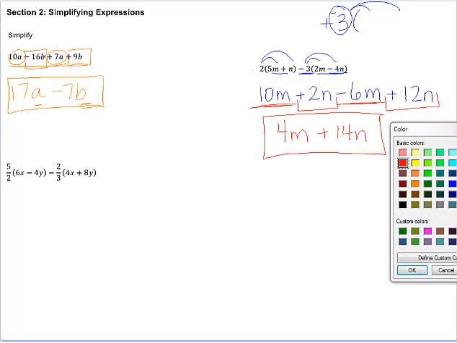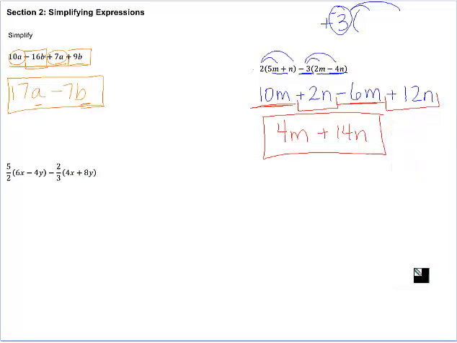Okay, so next example. Here we have 5 halves times the quantity 6x minus 4y minus 2/3 times the quantity 4x plus 8y. This problem is really the exact same one as our previous problem. The only difference is here we have fractions instead of integers in front of our parentheses that we have to distribute. So here we'll have to take 5 halves times our 6x minus 4y and negative 2/3 times our 4x plus 8y. Well, 5 halves times 6.